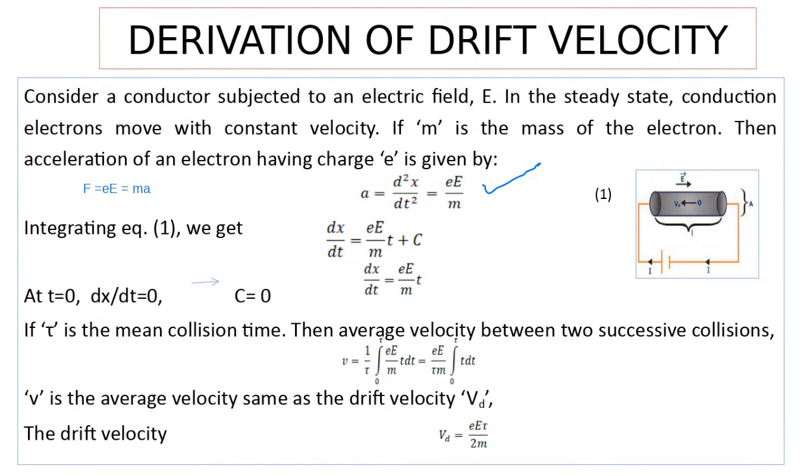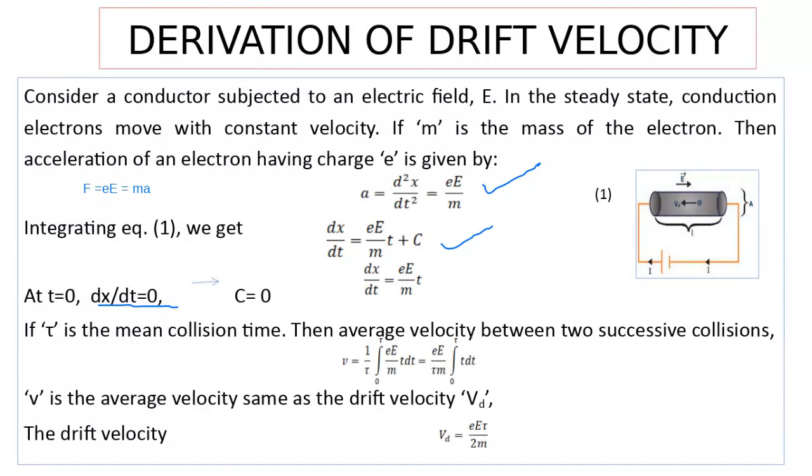So when you integrate this equation, because you know that acceleration is a double derivative of x with respect to time, so when you are integrating with respect to time, you will get this equation that has a constant c here. And when we apply the condition that at t equal to 0 the velocity is equal to 0, you will get c equal to 0.